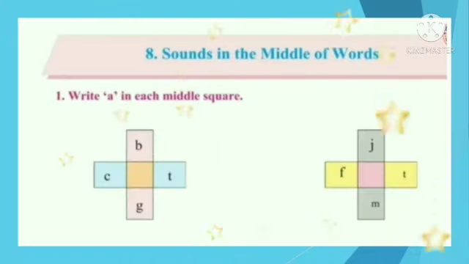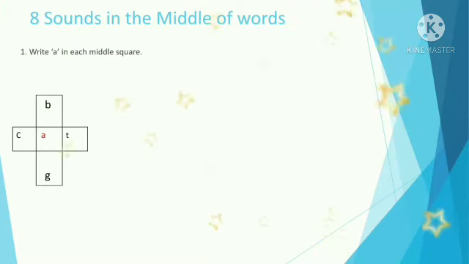Lesson number 8, sounds in the middle of words. Question number 1, write A in each middle square. There are two tables. We have to write A in each middle square. Let us write A in each middle square. When we write A, we get two words in the first table.